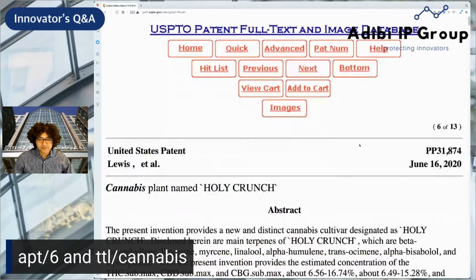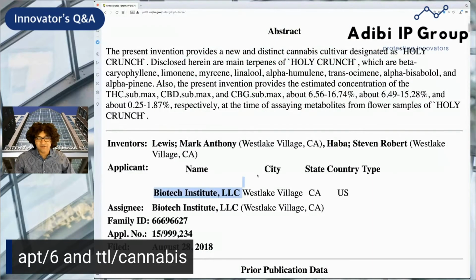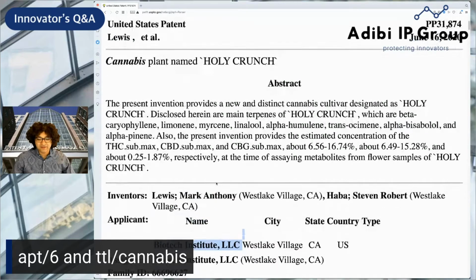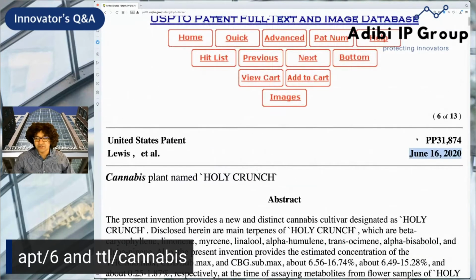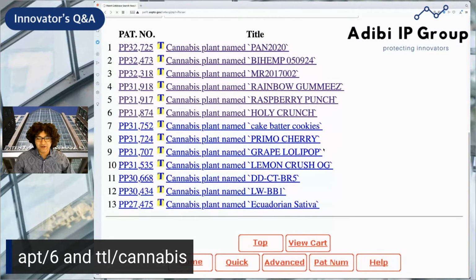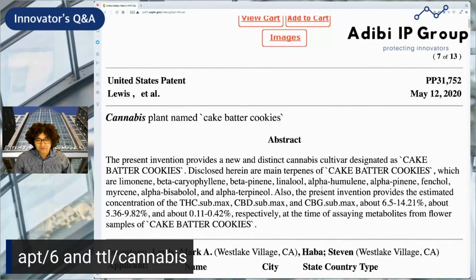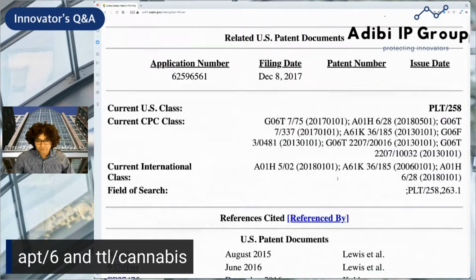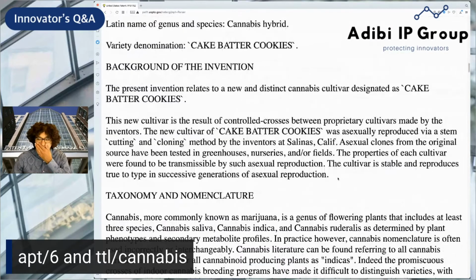This is Holy Crunch, also owned by the Biotech Institute. Looks like the Biotech Institute has a few. It's also issued in June 16, 2020. And as we can see, there's also cake batter cookies. Let's see if we can learn about cake batter cookies.